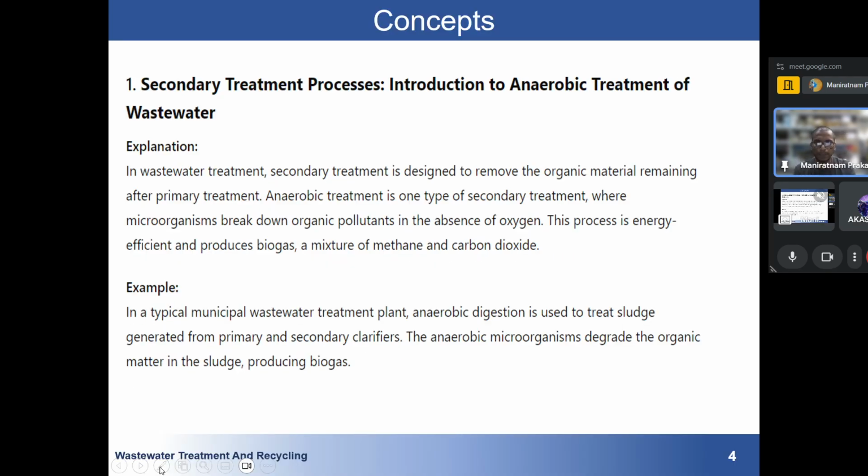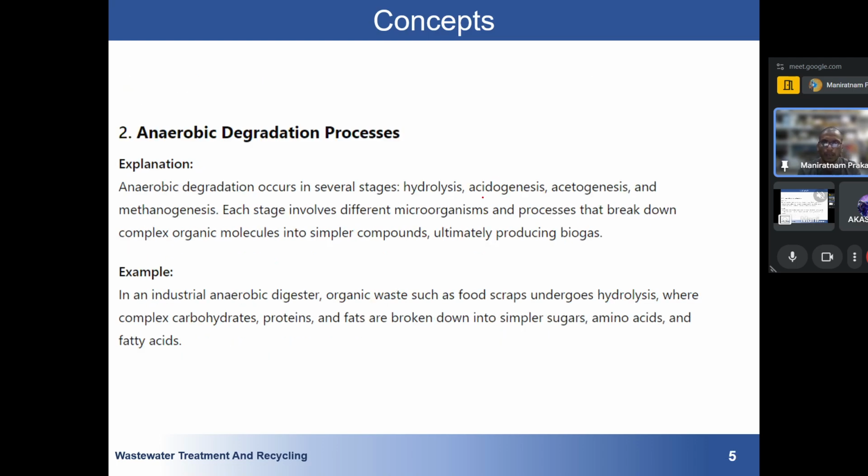A typical example of this treatment is in a municipal wastewater treatment plant. Anaerobic digestion is used to treat sludge generated from the primary and secondary clarifier. We have already discussed this. The anaerobic microorganisms degrade the organic matter in the sludge, producing biogas. Generally this is done on sludge and we produce biogas. Remember, this methane is known as biogas.